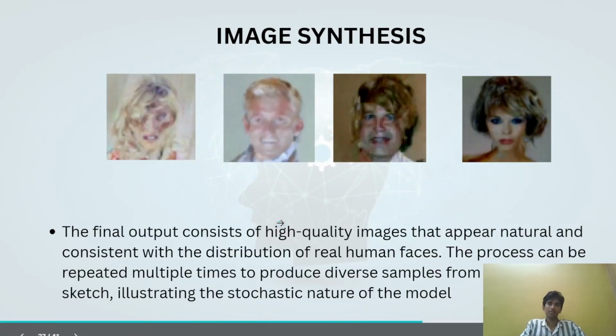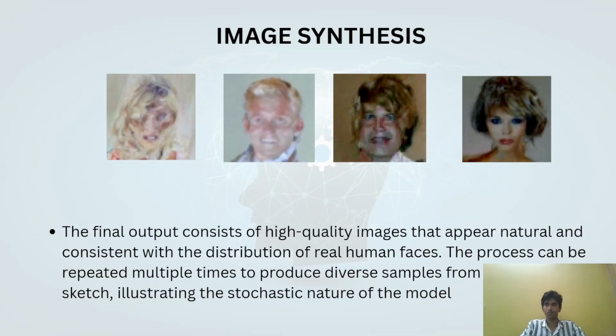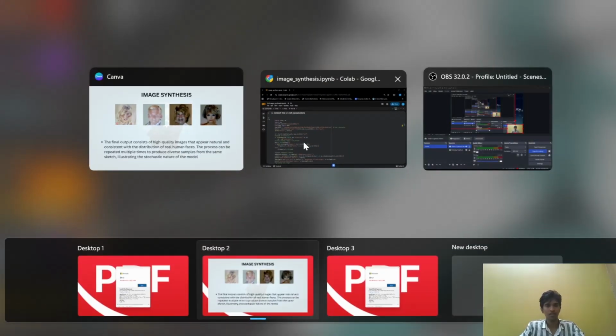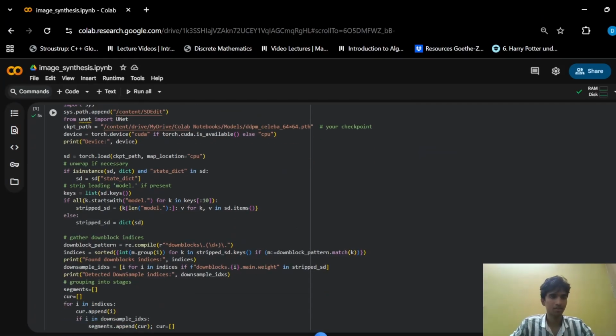The process can be repeated as many times as we want to produce many samples of images from the same sketch. The reason behind this is actually that our model is stochastic. What stochastic means is it's exactly the opposite of deterministic. If you give the same parameters to the model again, it is probably going to give you a different output. And that's the essence of stochastic differential equations, I would say, stochastic models for that matter. Now let's look at the code that explains the process of image synthesis.